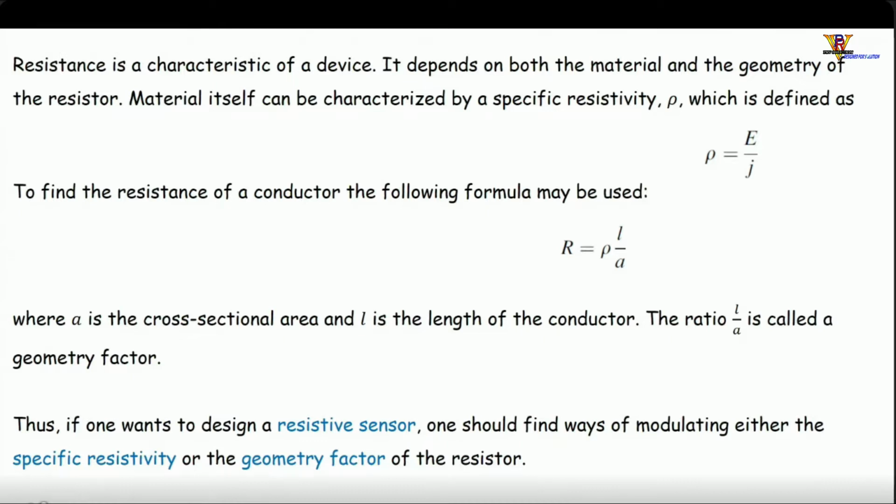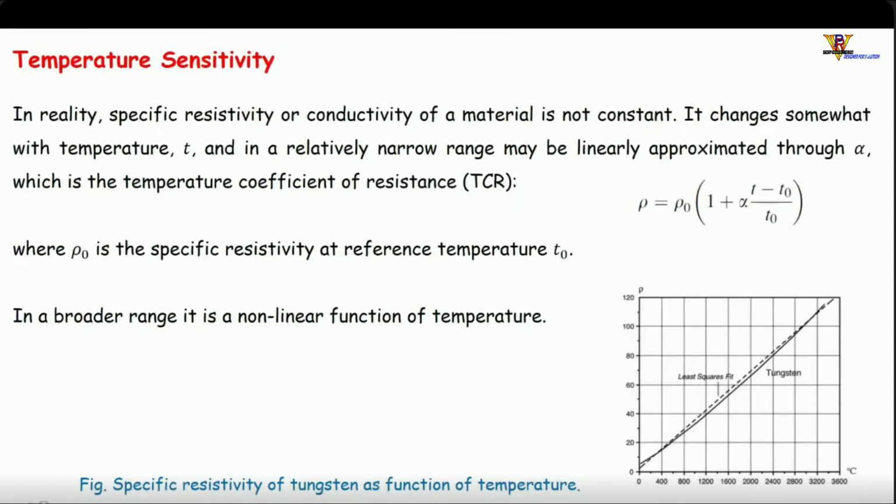So if one wants to design a resistive sensor, he or she should find a way of modulating, meaning altering, either the specific resistivity or the geometry factor of the resistor. By changing its geometry or the value of rho of the material, one can design a sensor based on sensing the resistivity of the material.